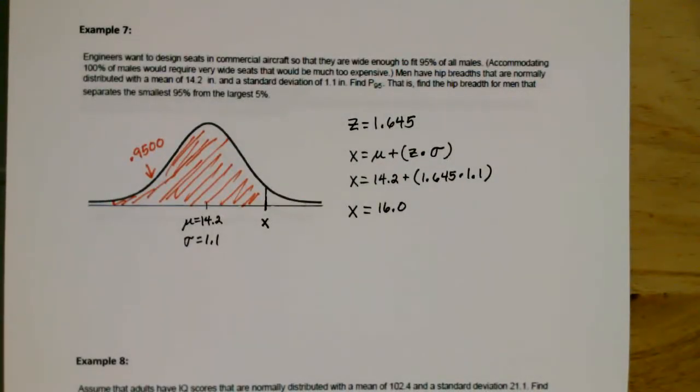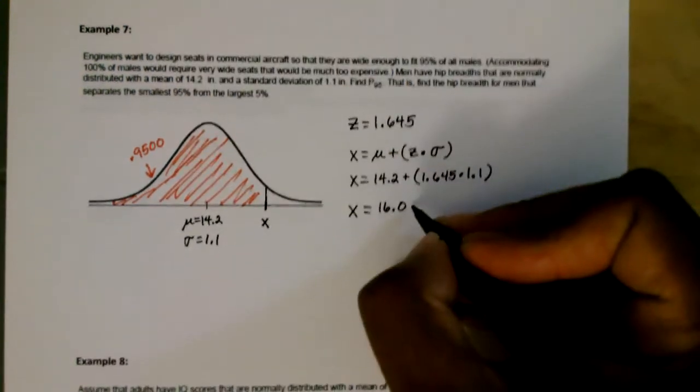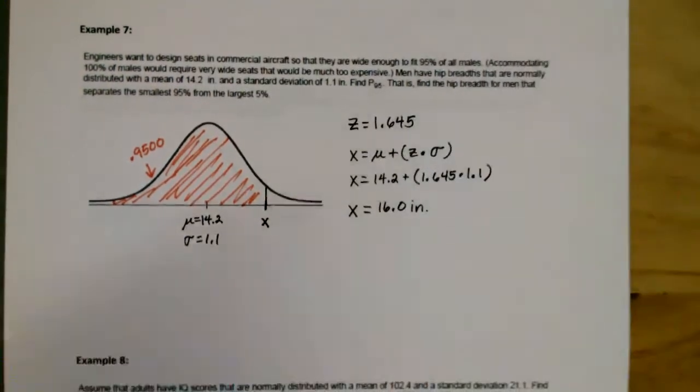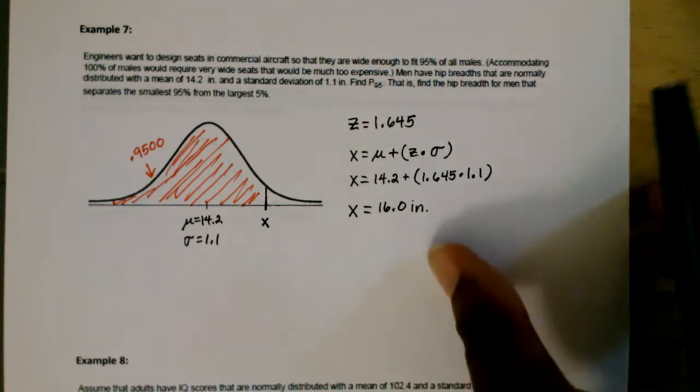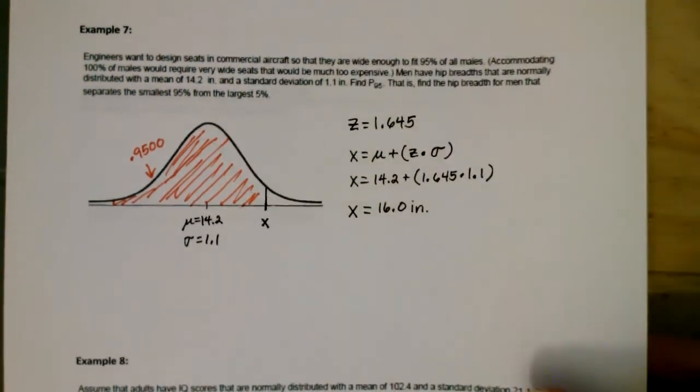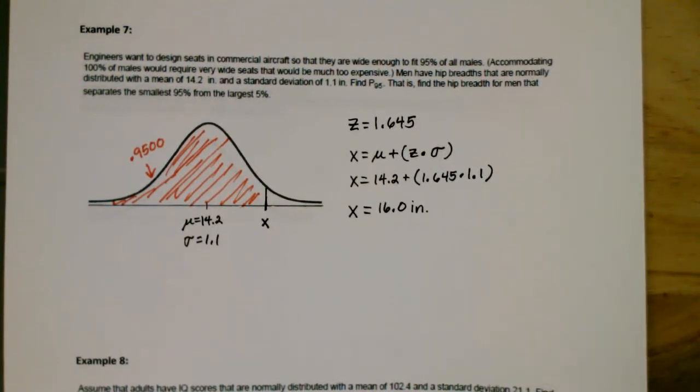Now that 16.0 represents the hip breadth for men, separating the smallest 95% to the largest 5%. And this should be inches, because our hip breadth is measured in inches in this case.